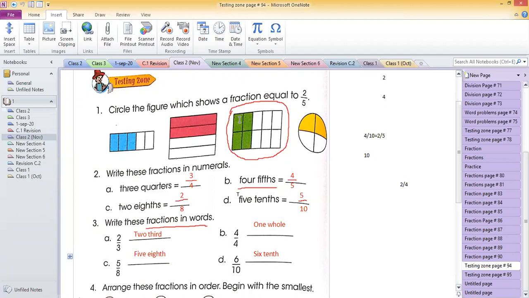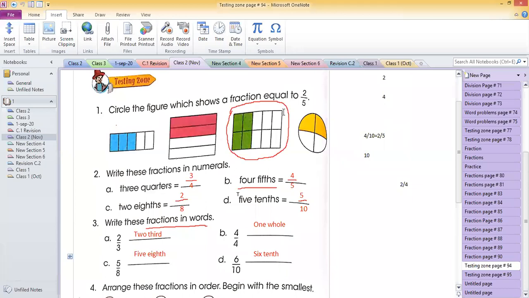So if you have one pizza and you divide it into 10 parts and you're going to eat 4 parts out of 10, that will be the same as if you divide a pizza into 5 equal pieces and you're going to eat 2 parts of them, right? So that's why we circled this one.